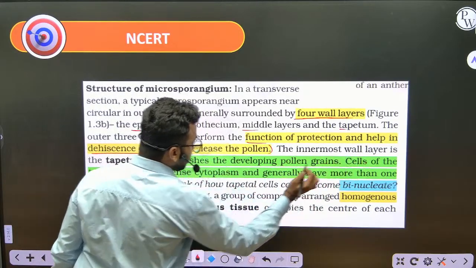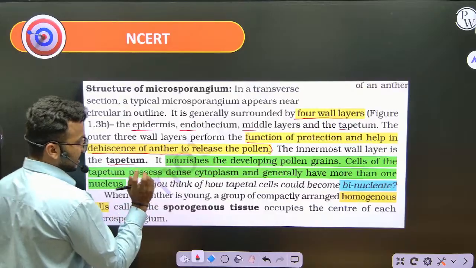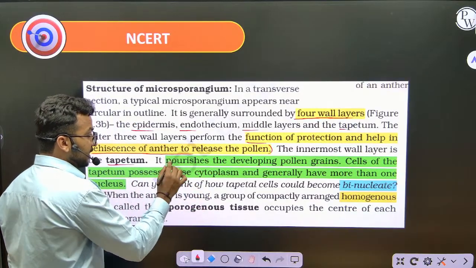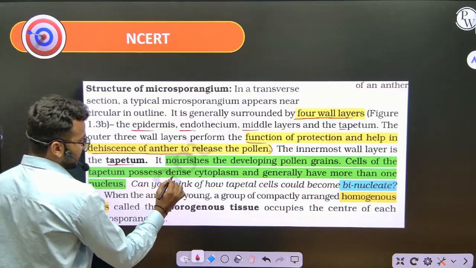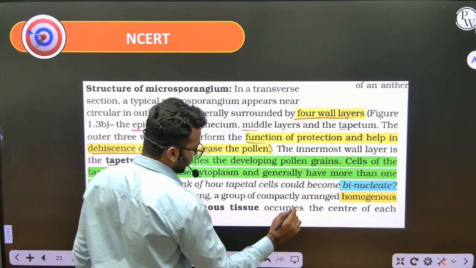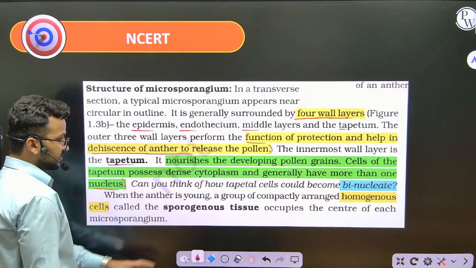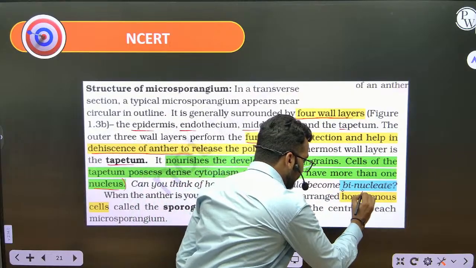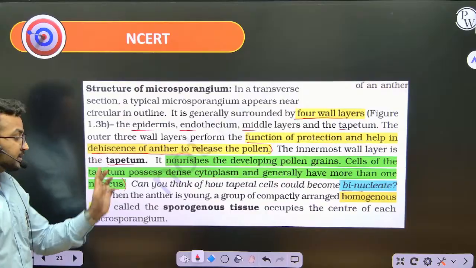And the innermost wall layer is tapetum. The innermost wall layer is tapetum, and it nourishes the developing pollen grain. The cells of tapetum possess dense cytoplasm and have more than one nucleus. So usually it will become binucleate. When it becomes binucleate, you can think about how.